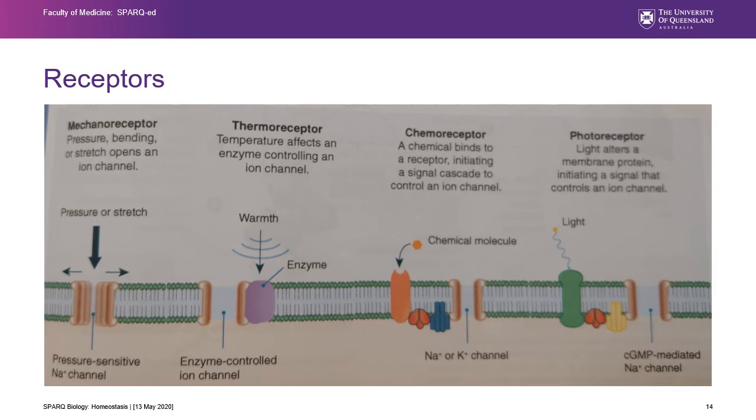The diagram shows 4 different types of receptors. The first on the left are mechanoreceptors. These are the simplest. Pressure, bending or stretching simply opens the ion channel and allows, for example, sodium to travel through. The second type of receptor is a thermoreceptor. You can see that warmth or change of temperature triggers an enzyme which then opens or closes the ion channel.